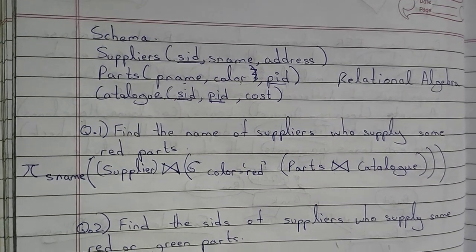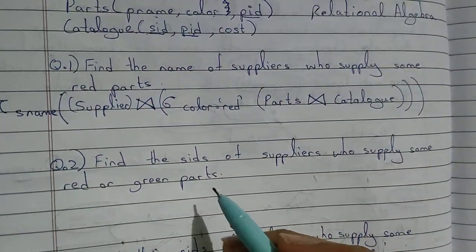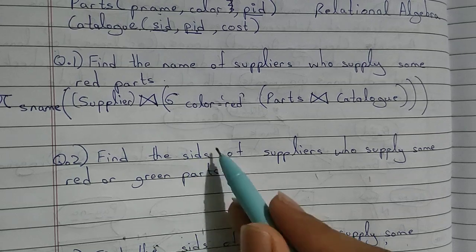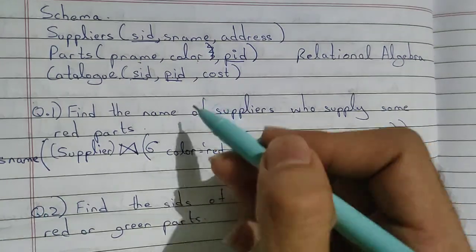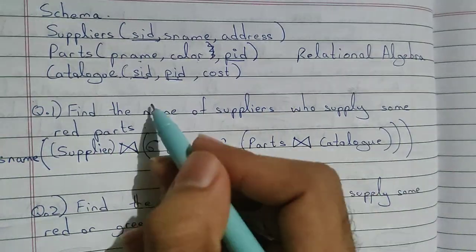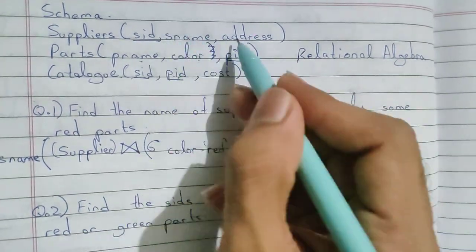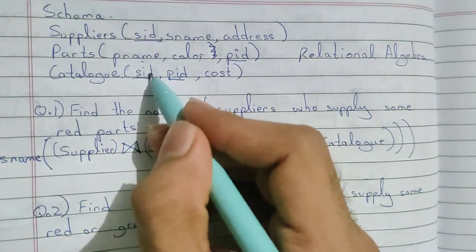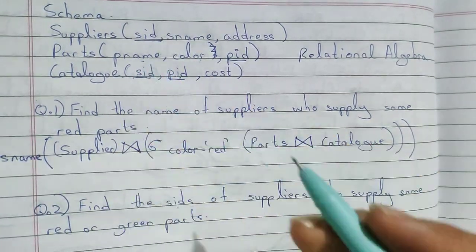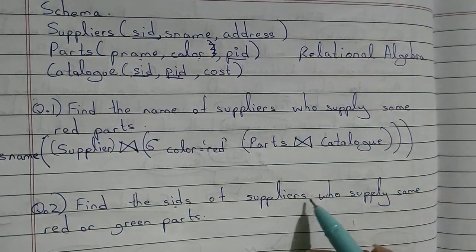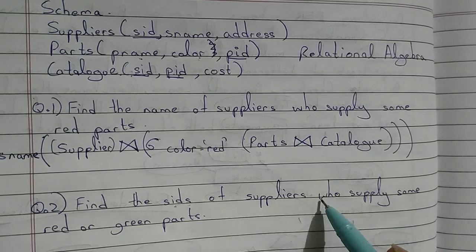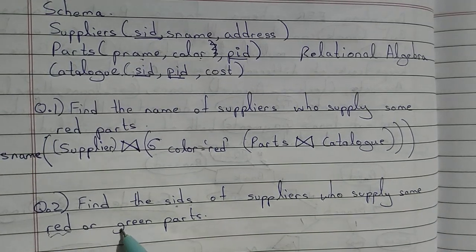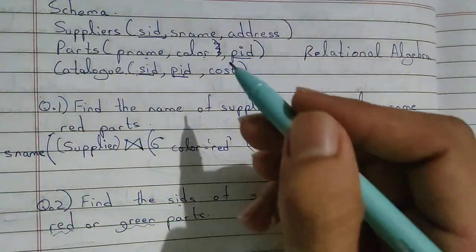Now moving on to the next query, we are asked to find only the SIDs. So unlike the previous question where we wanted the name of the supplier, here we do not want the name, we only want the supplier IDs. We can get the supplier IDs from this table. What else do we need? We need the supplier IDs of those suppliers who supply red or green parts. Red or green parts.